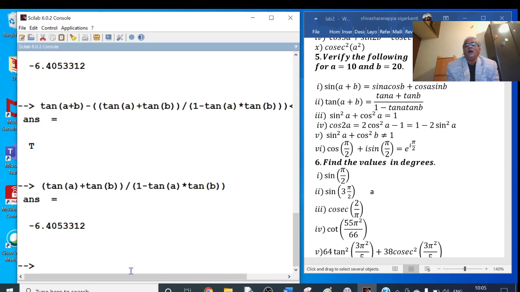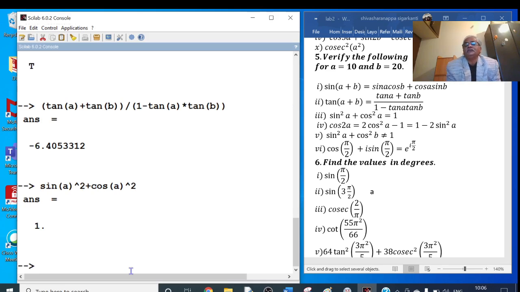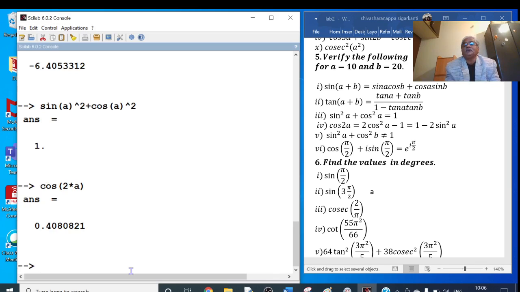Next example, sin square A plus cos square A equal to 1. So let me verify. Sin square A, that is sin A square, plus cos square A, cos A square. Okay, enter. Yes, I am getting it is equal to 1. Next, cos 2A equal to cos of 2A, cos of 2 star A. Just type cos 2A, enter. I am getting some answer here.